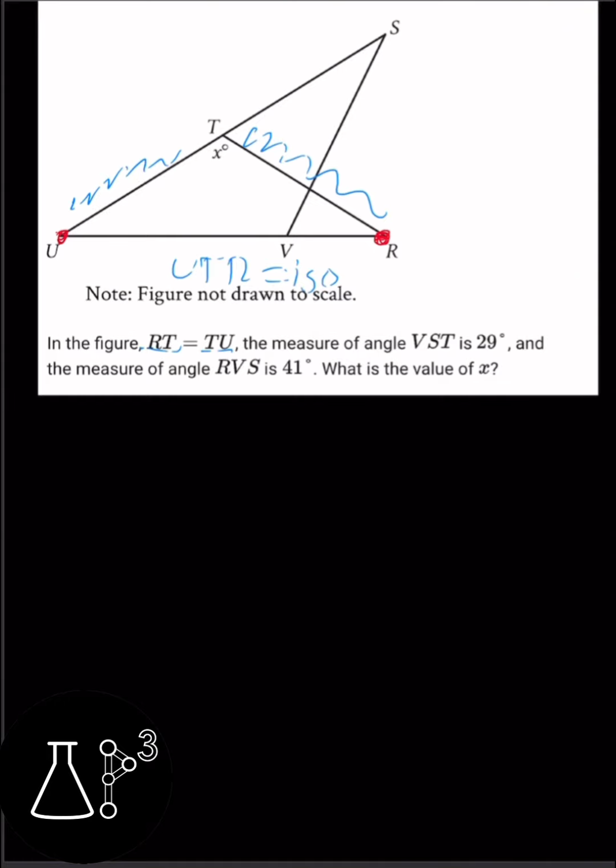So we're given that VST is 29, so let's write that. So S on top is going to be 29 degrees. And we're given RVS is 41. So V is going to equal 41 right over here. So how can we look for the angle measure X?